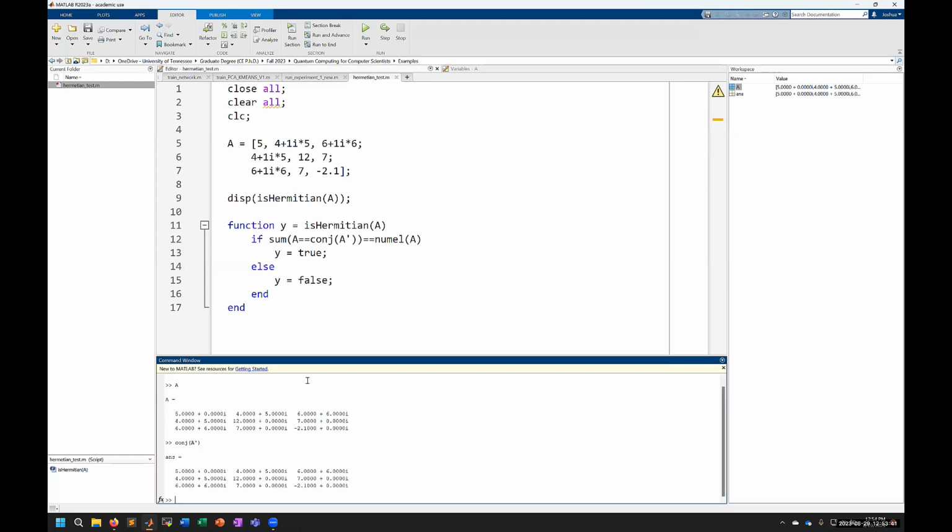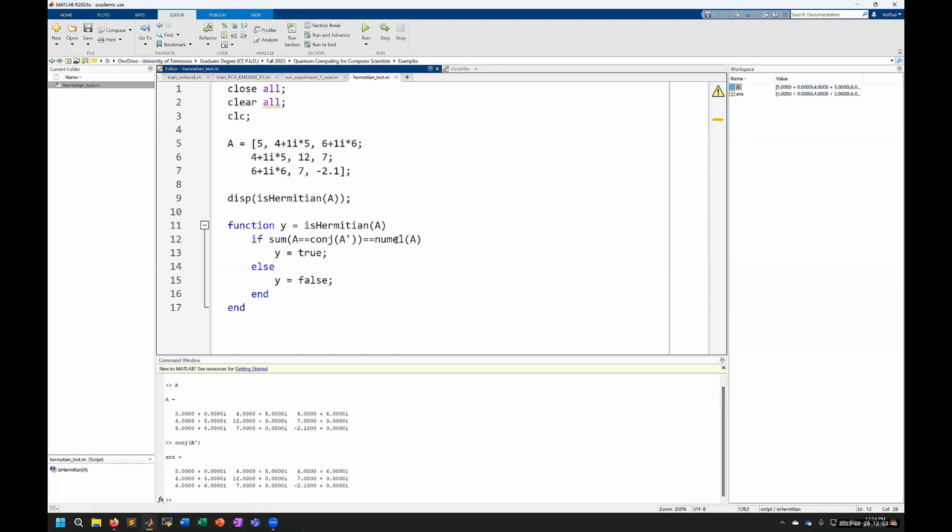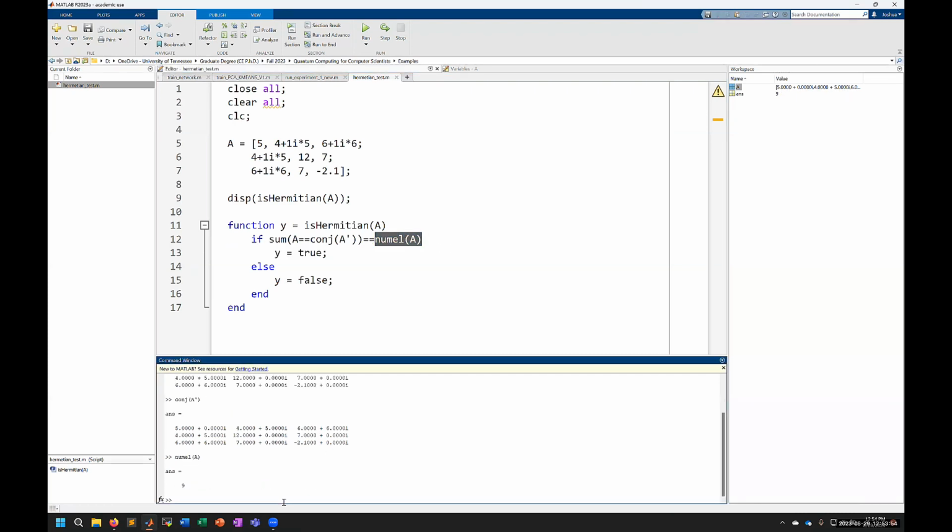What is numel A? What does that function do? That's the total number of elements comprising A. So if A is a 3 by 3, that returns 9. So it's num elements, or number of elements. Okay.